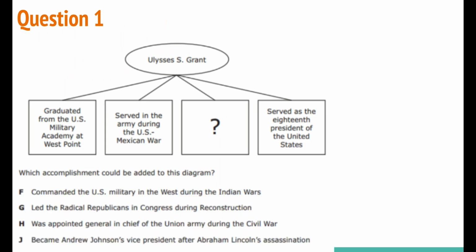Hopefully you come to the correct answer, which was H, right? Was appointed General-in-Chief of the Union Army during the Civil War. Doesn't start off as the General-in-Chief, but becomes the General-in-Chief.